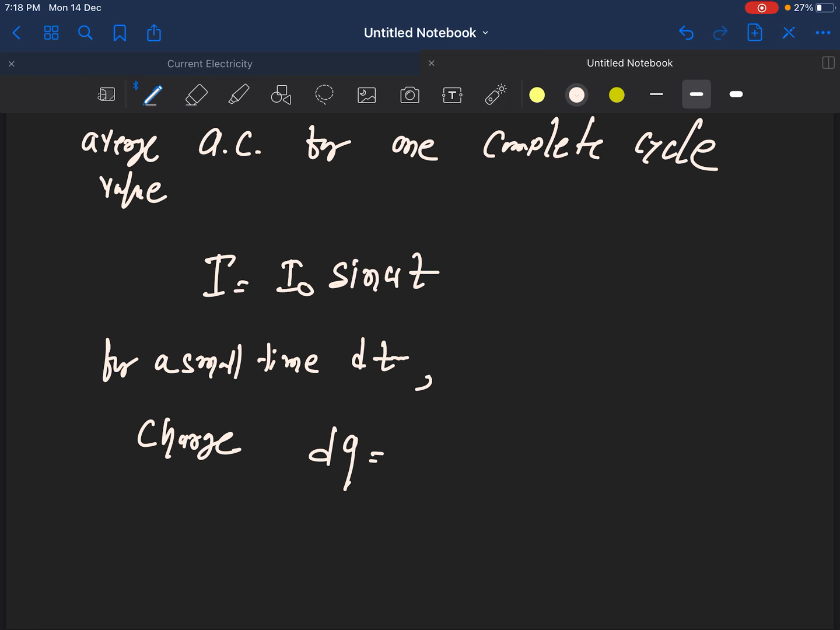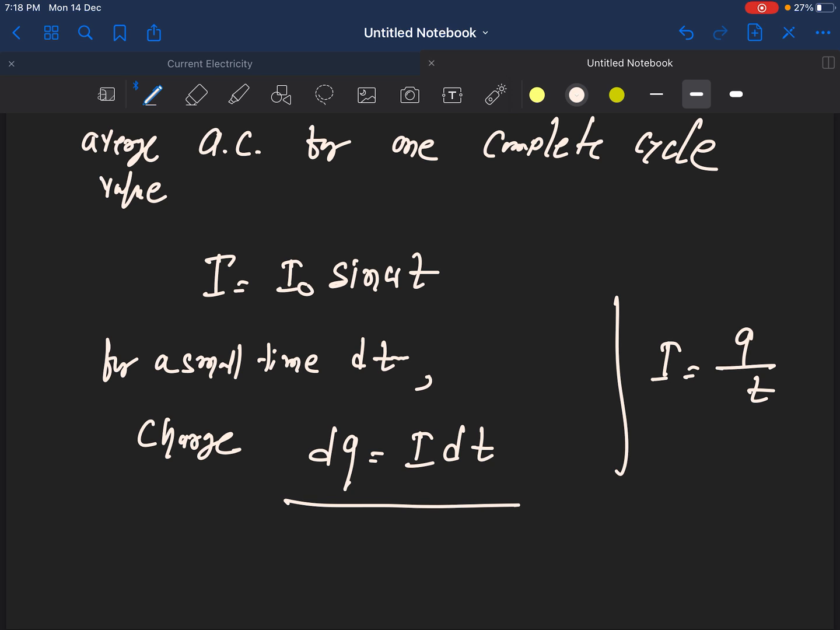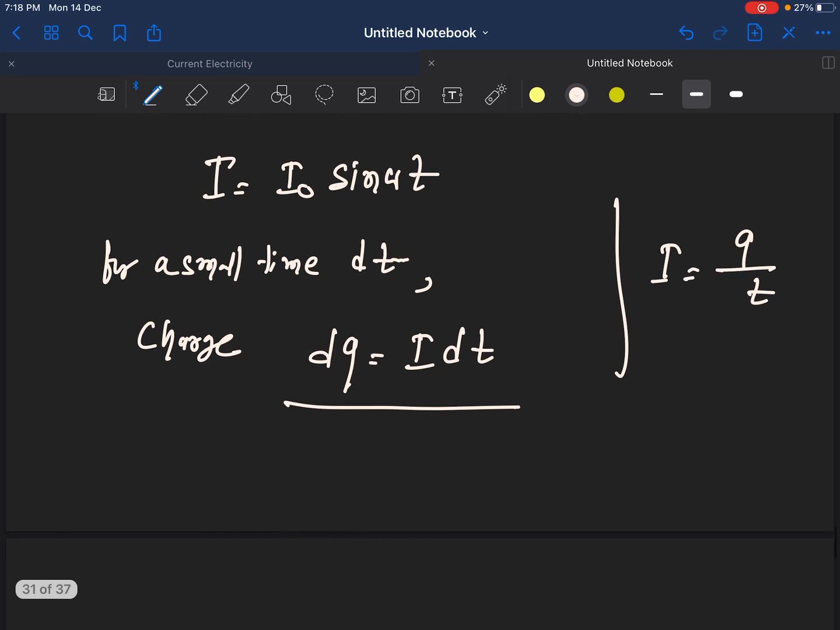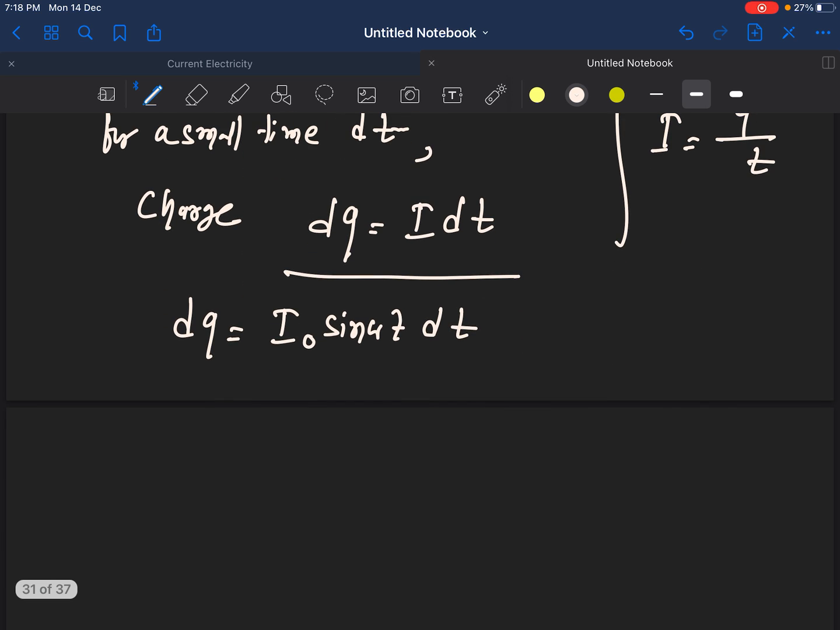dq will be, dq equal to I into dt, because the current is constant, as I have already mentioned, and you know that current equals q by t. So dq is dq by t. So this is the charge for that small time. Now what is the value of I? I naught sin of omega t dt. Okay, so this is the value of dq, that is a small charge.